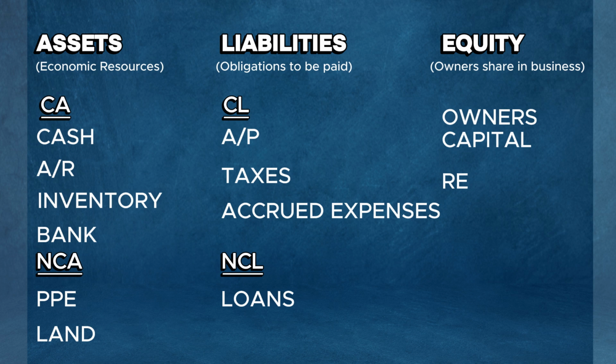Another common example of equity is retained earnings. The retained earnings are the accumulated profits that are carried forward by the business each year. If a business earns profit each year, then that profit from the income statement is transferred to retained earnings and is presented in the balance sheet under the equity of the company.